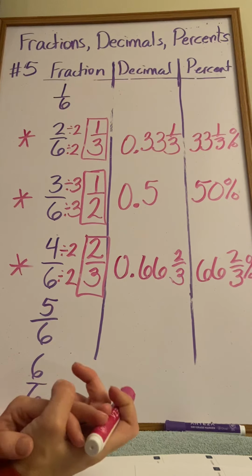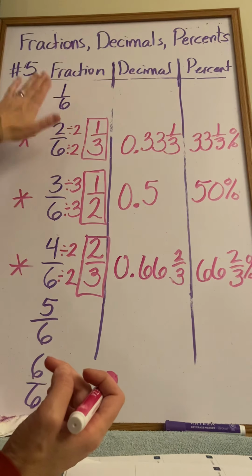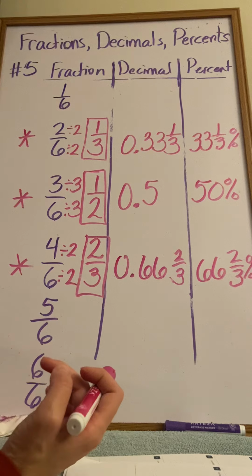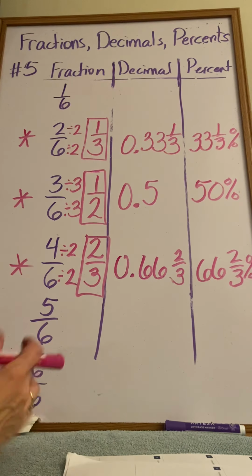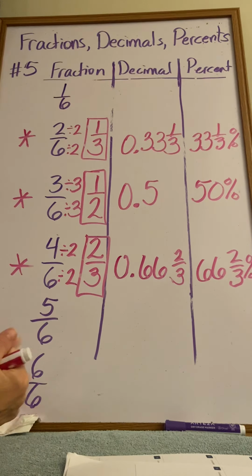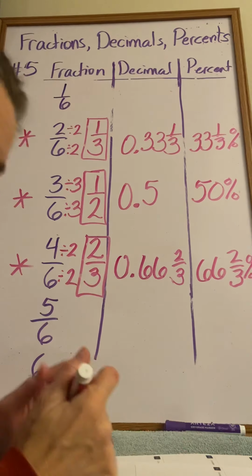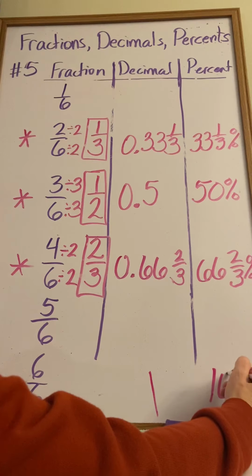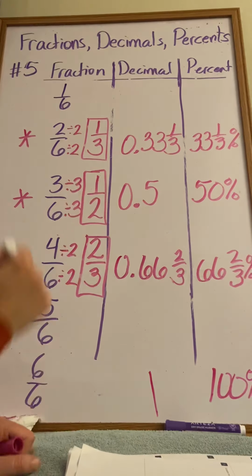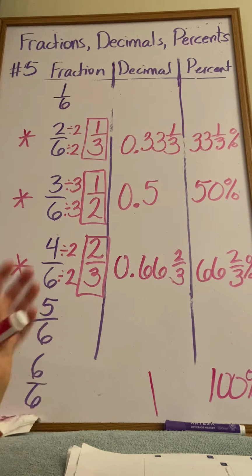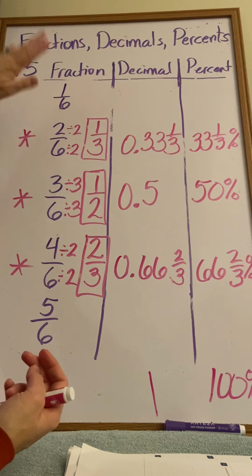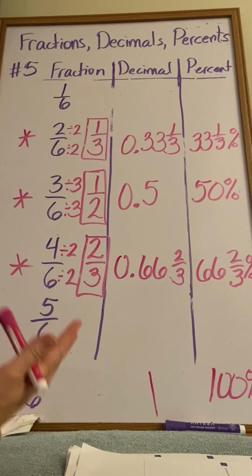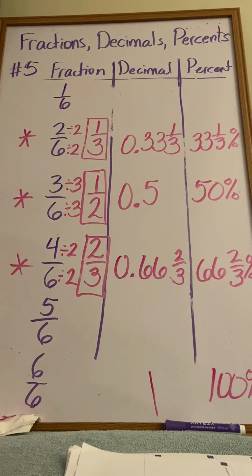Now, we've got 3 more to go, okay? 1/6, 5/6, and 6/6. Okay, let's go down to 6/6. We already know that one. 6 out of 6, that's the whole thing. That's going to be 1, and that's going to be 100%. Now, we just have 2 more to go. We have 1/6 and 5/6 to go. We can do this. Okay.